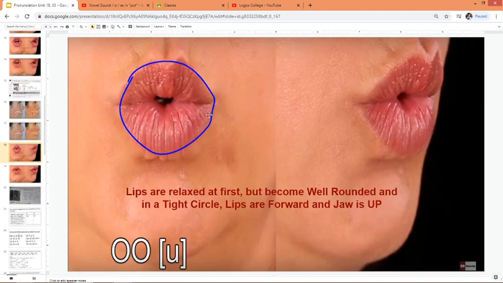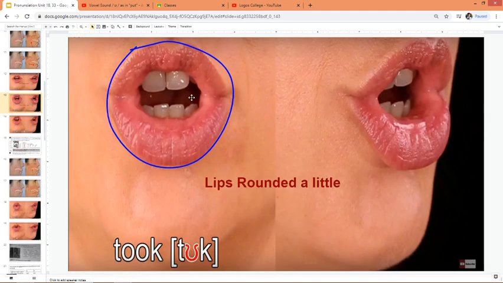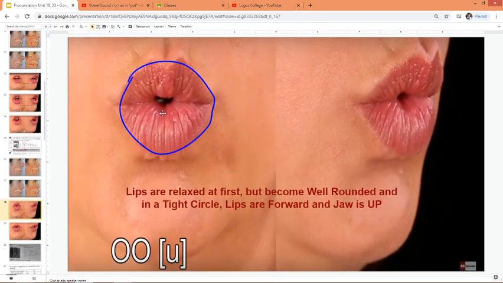Look at the front of your face. Right? So the lips are relaxed at first, but become a very well-rounded, tight circle. Lips are forward and jaw is up. So look at this ooh sound. Look at your lips. And then look at the foot sound. Took. Look at your lips here on this sound, and now look at your lips. The ooh sound. So your ooh sound is a very tight circle of your lips.